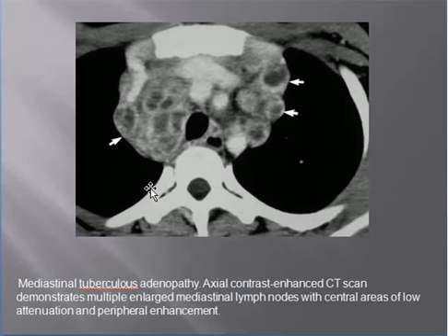Now this is the case where there is massive mediastinal lymphadenopathy depicted by the arrows. Axial contrast enhanced CT scan demonstrates multiple enlarged mediastinal lymph nodes with central areas of low attenuation and peripheral enhancement.